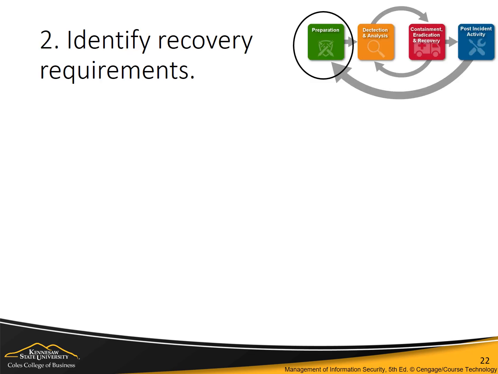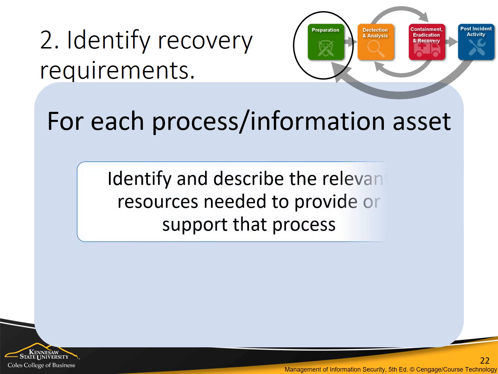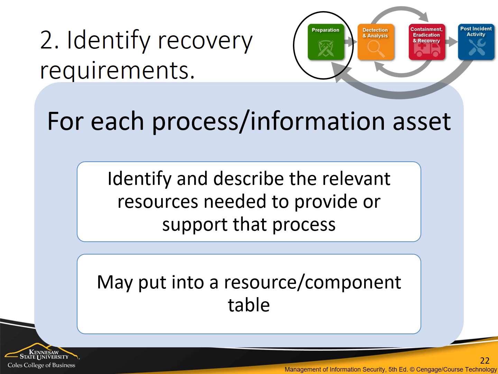Once the organization has created a prioritized list of its mission business processes, it needs to determine what resources would be required in order to recover these processes and the assets associated with them. This is stage 2 of the business impact analysis. For each process and information asset identified in the previous business impact analysis stage, the organization should identify and describe the relevant resources needed to provide or support that process. A simplified method for organizing this information is to put it into a resource component table.